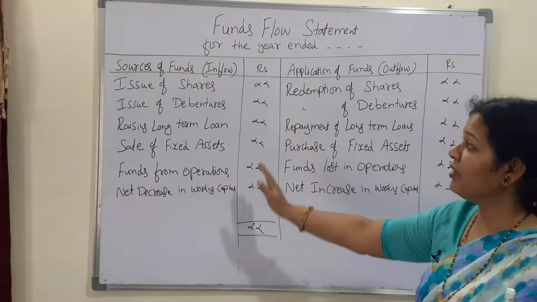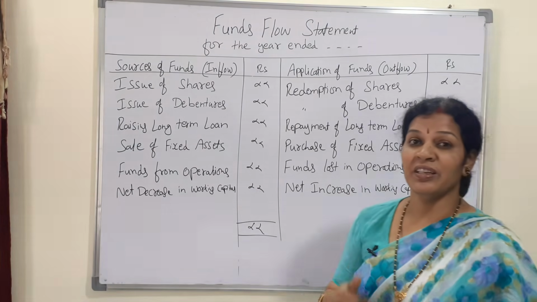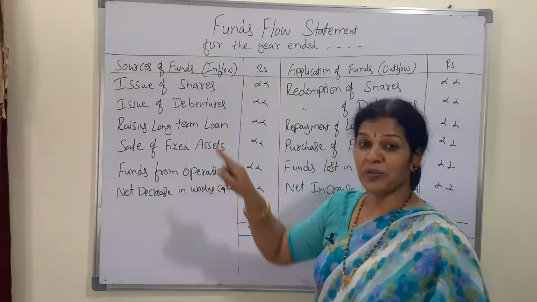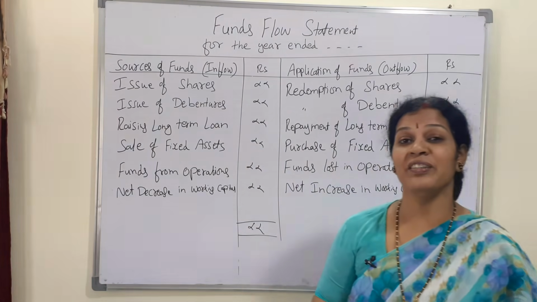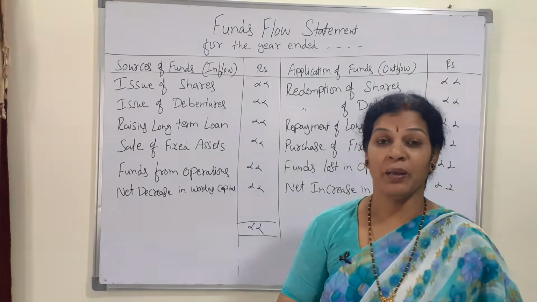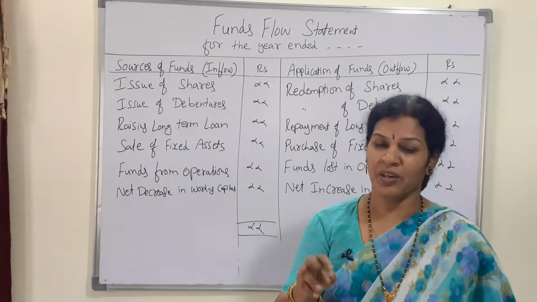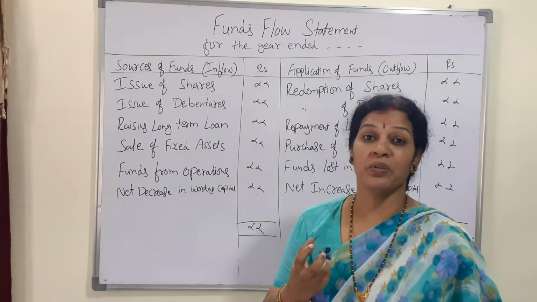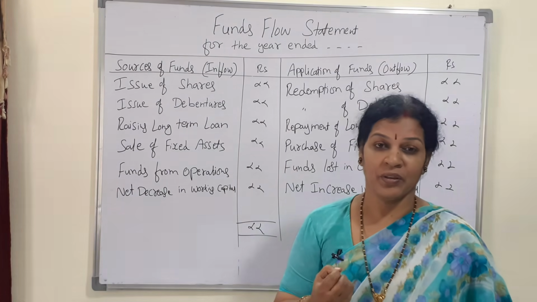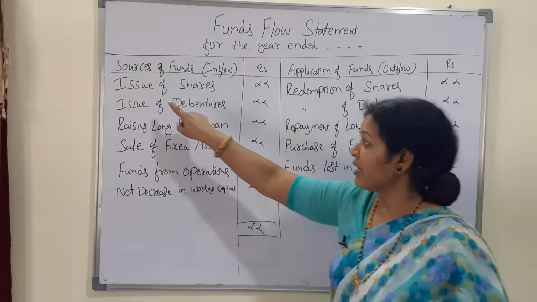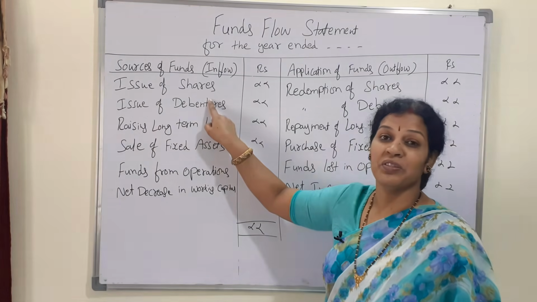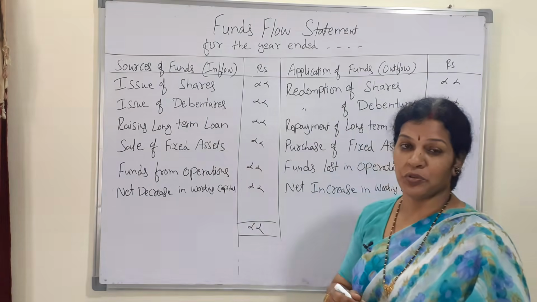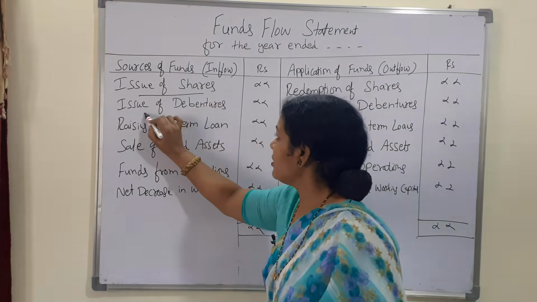Now what I have written on the sources of funds. Sources means inflow, getting funds. First one is issue of shares. How we raise the funds, how we raise the capital, by issuing shares and debentures. Whenever we are issuing shares and debentures, we get funds to the organization. So that is a source. That is why we have written that issue of shares is a source. Issue of debentures is a source. Issue of shares, issue of debentures.